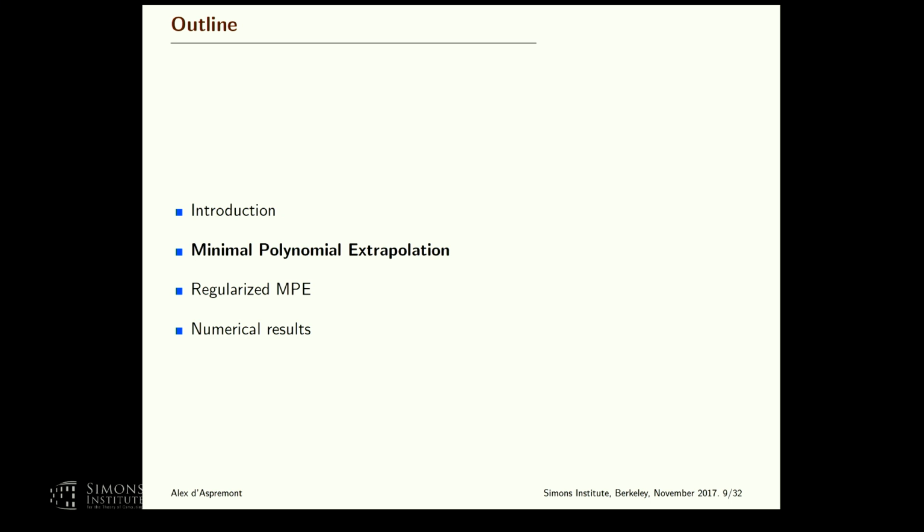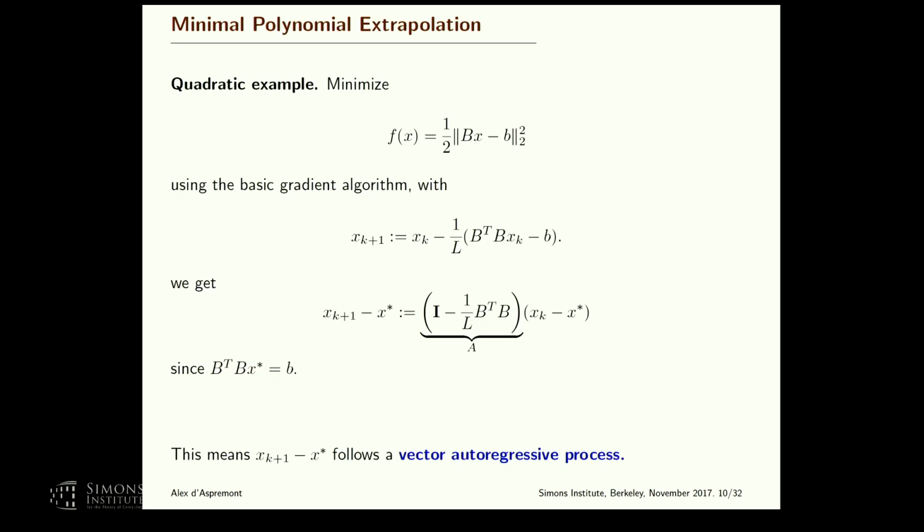Okay, so I'm going to spend a little bit of time recalling what minimal polynomial extrapolation is about, and talk about the regularized version, and get convergence rates. Okay, so to fix ideas, let's look at a quadratic example that you minimize using the basic gradient method. So you're doing fixed step, fixed length gradient steps. And if you write down what's actually happening, you have this vector autoregressive model linking iterates between iterations. Okay? And so we're going to call the matrix of that model A. So x_{k+1} minus x star follows a vector autoregressive process.